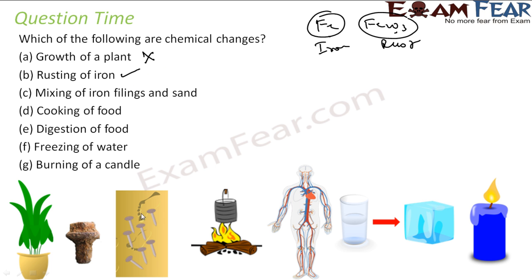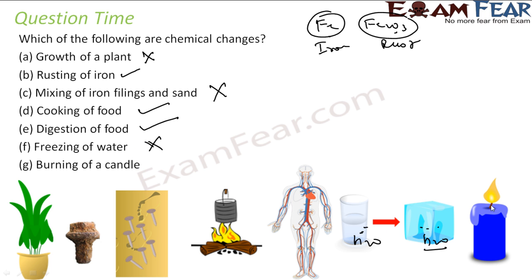Mixing of iron filings and sand? No. If you mix iron filings and sand, there is no chemical reaction. Just a physical change. Cooking of food? Yeah, I can see that the food gets cooked. There's some reaction happening in the cooking because it happens at a high temperature. So cooking of food will be a chemical reaction. Digestion of food? Yes. Because we eat carbohydrates, everything is broken down into energy. So that is yes, a chemical reaction. Freezing of water? No. When you freeze water, it is just a physical property change, right? This is still H2O, this is also H2O. There is no chemical change, just a physical change.